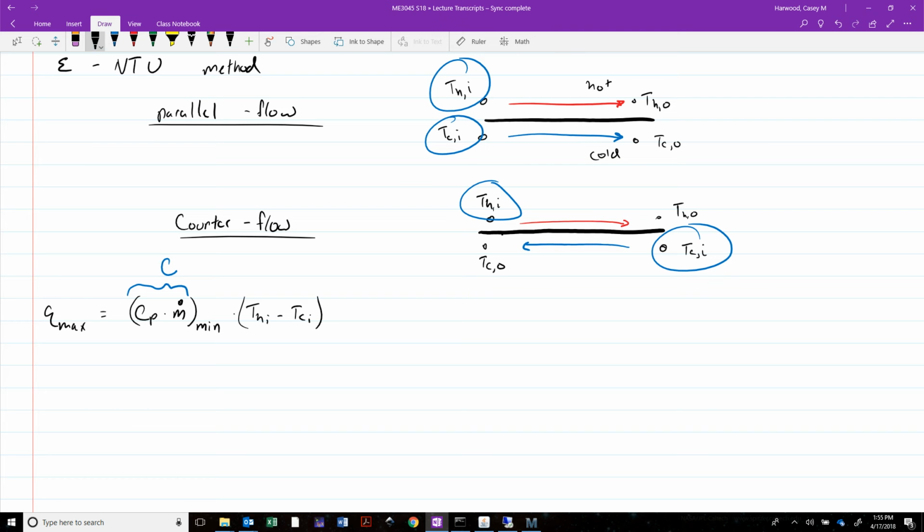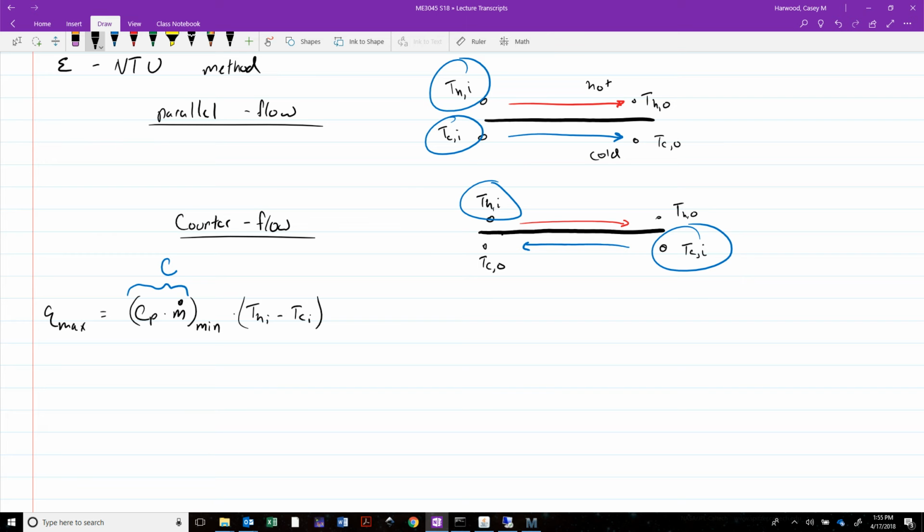So this represents, right, if Cp is the amount of thermal energy per unit mass per Kelvin, and m dot is the amount of mass per unit time, then what this quantity is going to represent is the amount of thermal energy per Kelvin per time, or the wattage per Kelvin, if you will.